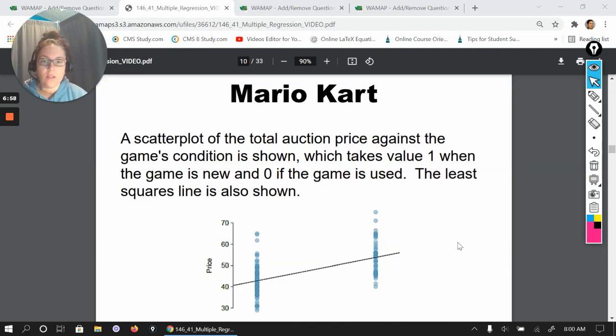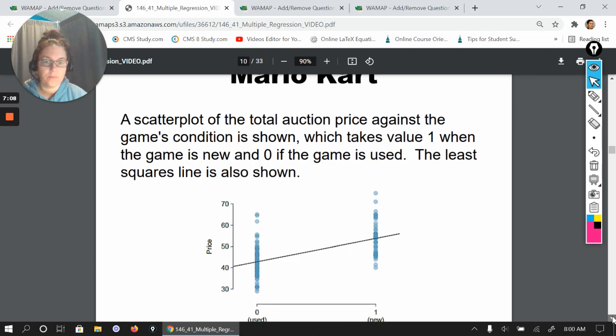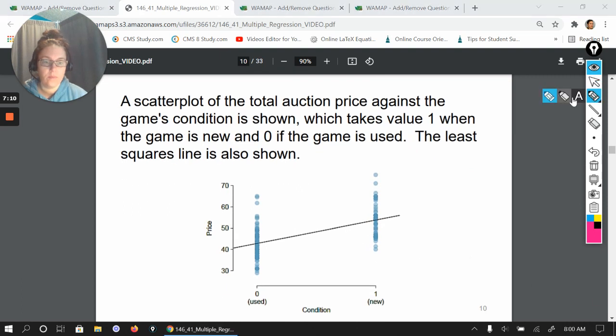A scatter plot of the total auction price against the game's condition is shown, which takes value 1 when the game is new and 0 if the game is used. The least squares line is also shown. So let's ask some questions. Is this data linear? I guess it's linear. We've got these vertical lines here, but they're showing an upward trend, so maybe we can say it's linear.